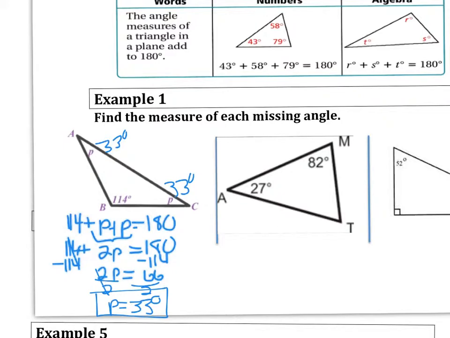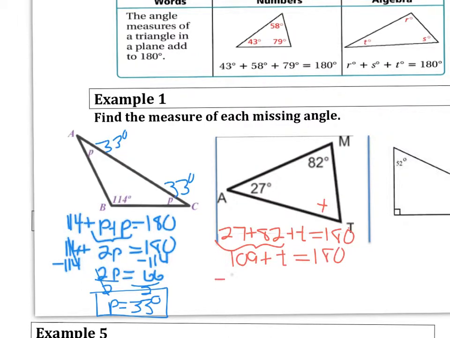In the next one, I can see I'm missing this angle here, which we could either call X, or because it is labeled T, maybe we'll call it angle T. But we'll write the equation just the same. So it would just be 27 plus 82 plus T equals 180. So then I would add together these two, which is 109 plus T will equal 180. And now I can just subtract 109 from both sides, and I'll find that T is equal to 71 degrees.